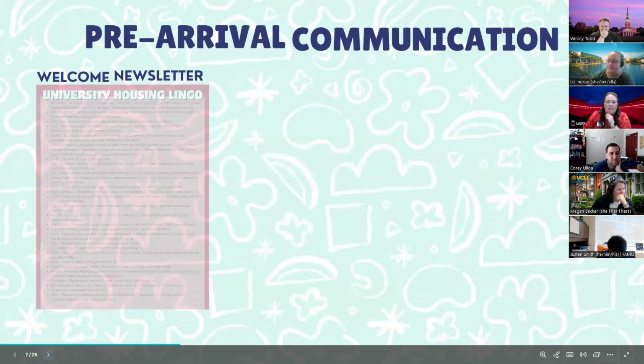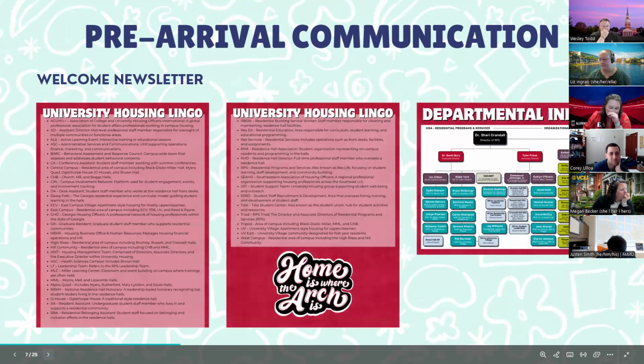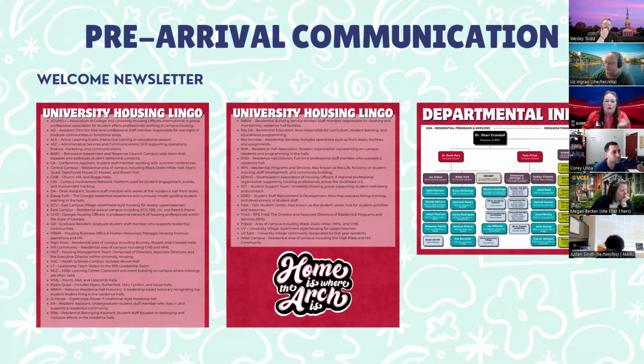And then this is the second part of our newsletter. It's really just similar to what Liz had. It's the lingo for UGA housing. We all have our own stuff, and so we know it gets overwhelming, and we share that as well as our departmental info in terms of what our org chart looks like. We are a big organization, and so understanding where you are in that is a big piece of that.